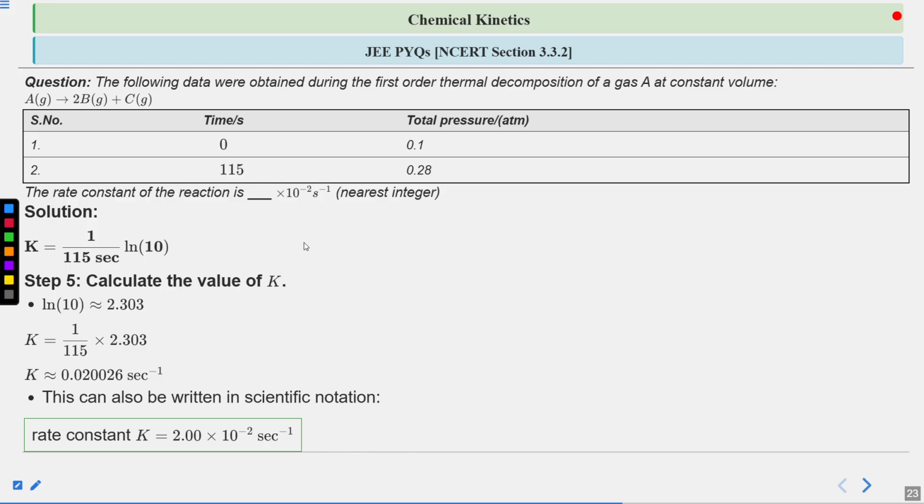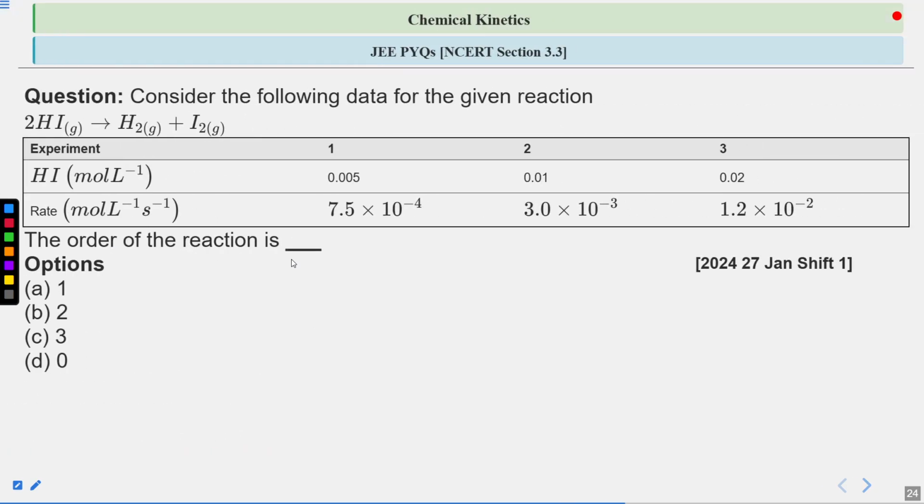So let's move to our next question. This is a JEE PYQ and this is covering the NCERT section 3.3. The question is, consider the following data for the given reaction. We have been given the reaction 2HI giving H2 plus I2 in the gaseous form. We have also been given a table in which we are performing some experiments, giving the concentration of HI, that is the reactant, and the rate for the reaction.